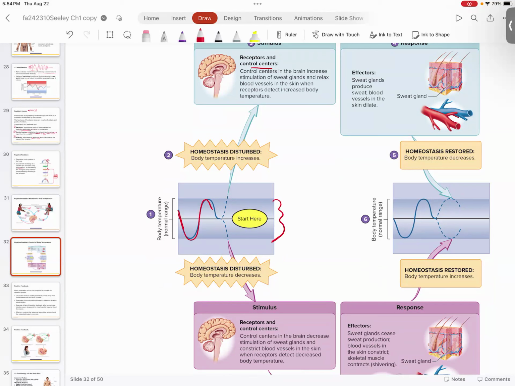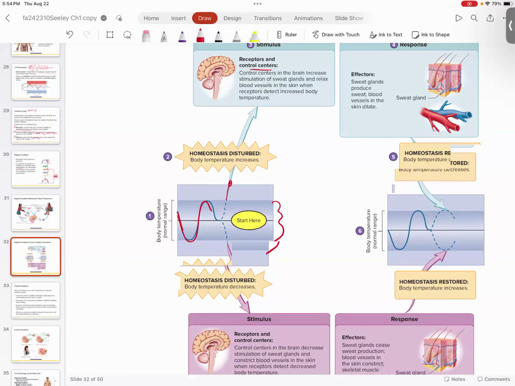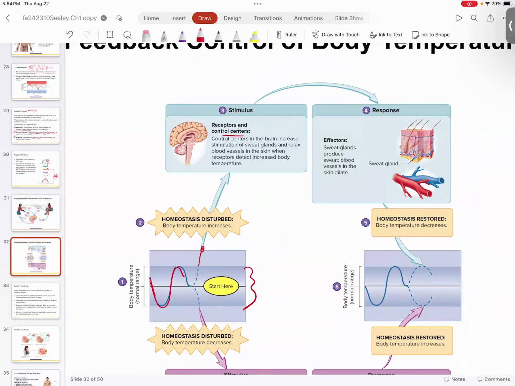But when we get out of normal, we start to get above that homeostatic norm. That's when we start to disturb homeostasis, and that's when we start to trigger our feedback. So at that point, we receive the information from our receptors, and that sends it to the control centers to say, hey, you're getting a little hotter than normal. This is not homeostatic. You've broken the homeostatic cycle.